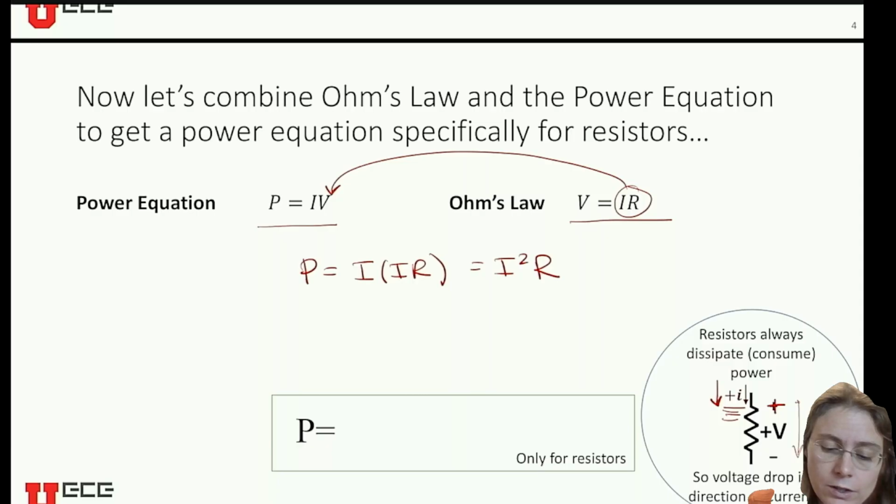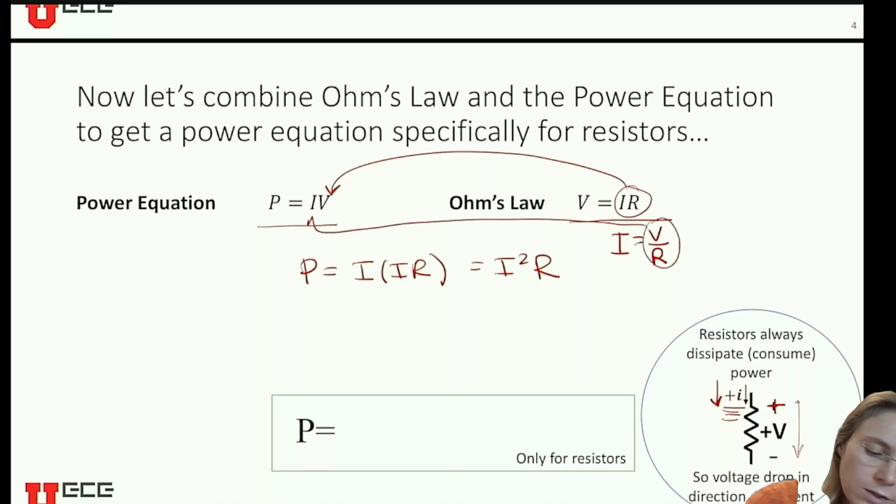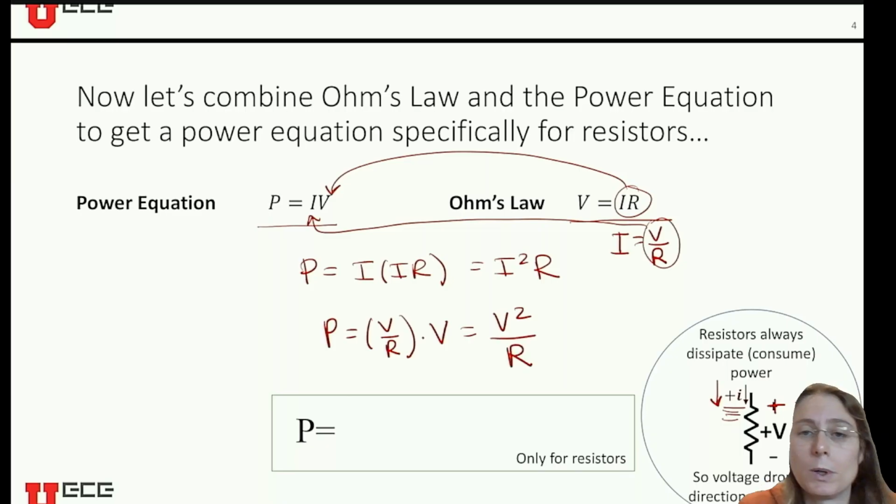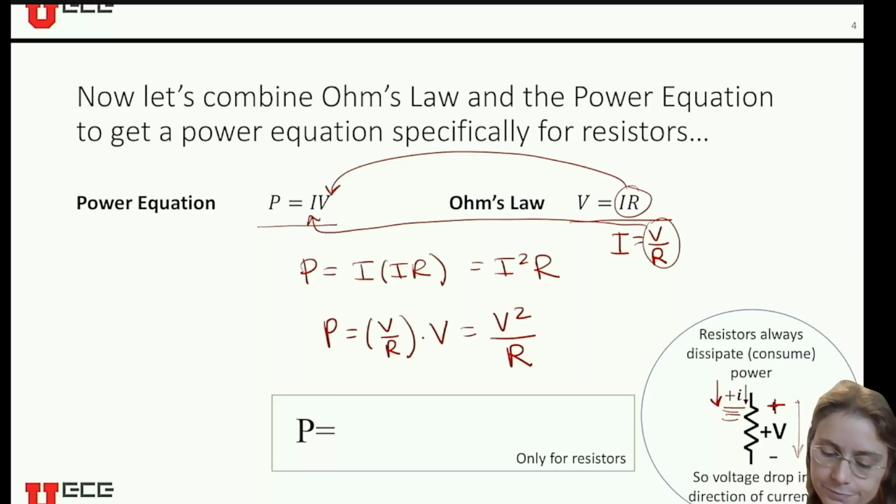Now I could also plug in Ohm's law for I. So in that case, I is equal to V over R. If I plug that in over here, I get P is equal to V over R times V, which is equal to V squared over R. So both of these equations are valid, and you just use the one that's appropriate in your situation when you're solving. So perhaps you only know voltage and resistance, and in that case, you can use V squared over R. Or if you know current and resistance, then you can use the other form, I squared times R. Remember, this is only for resistors.